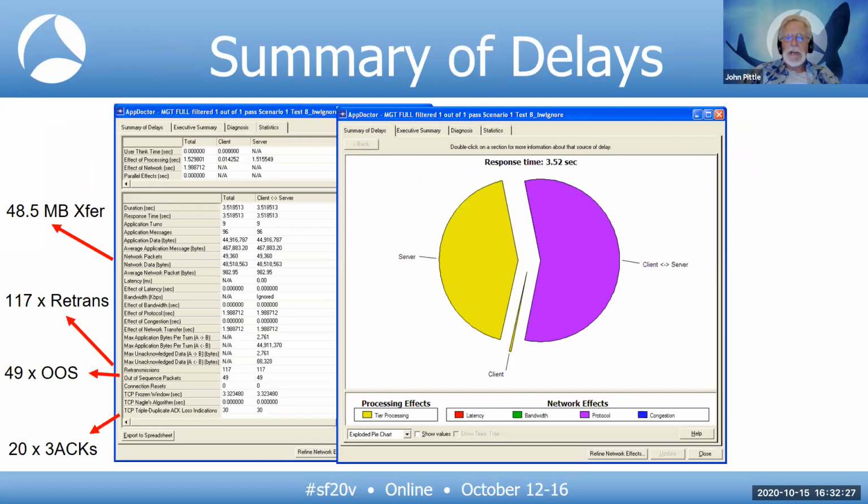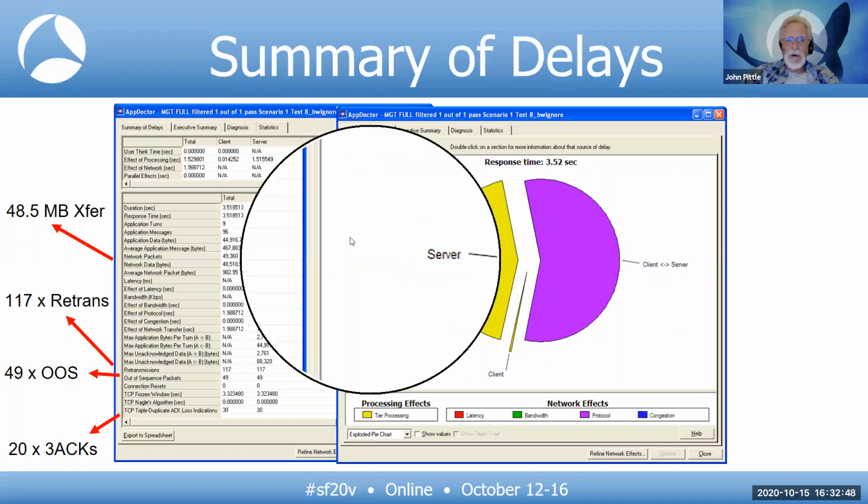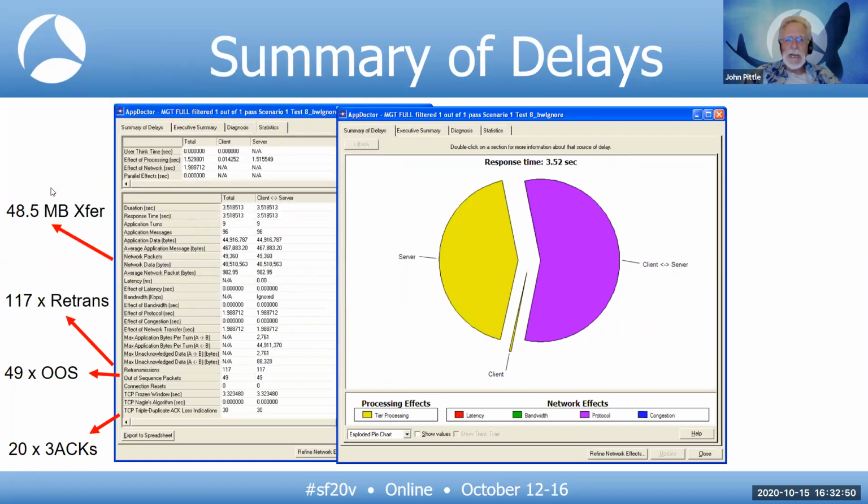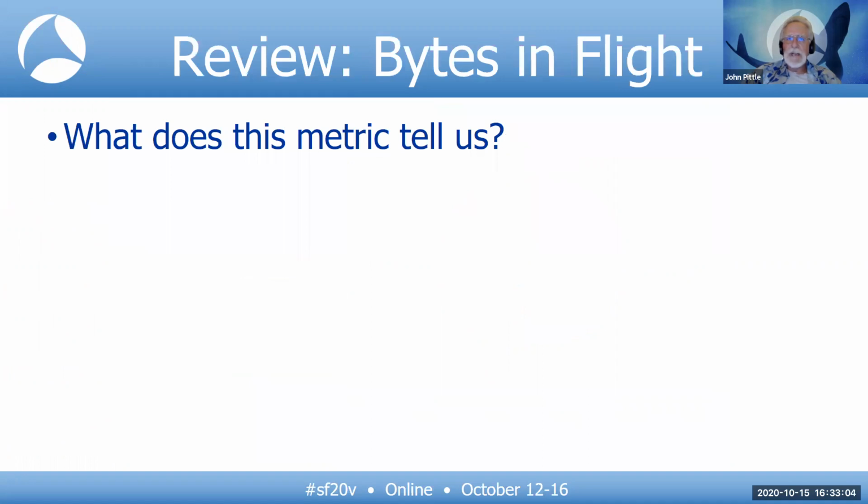This is a summary of one side or the other, or it was merged. I don't remember. It says management, so it's the management side. Half of the delay in this small sample that I looked at was all protocol delay, so it's got something to do with TCP. Right away, we can see that. And then just some raw statistics. We were trying to move 48 meg. There were 117 retransmissions, 49 out of sequence, 20 triple duplicate ACKs. So just at a very high level, without even looking at decode, there's trouble in River City.